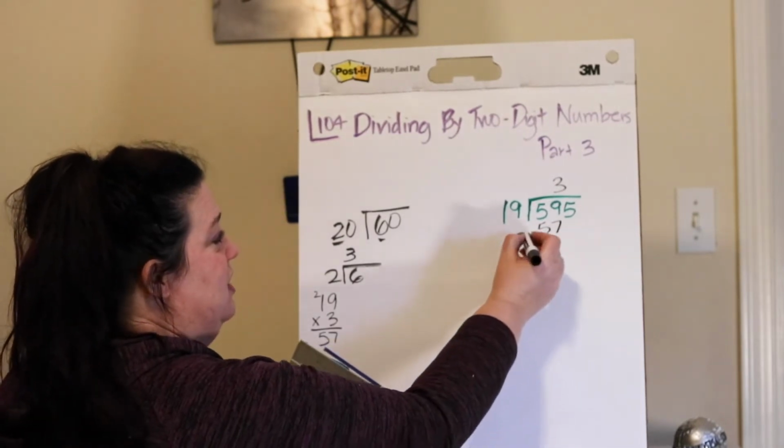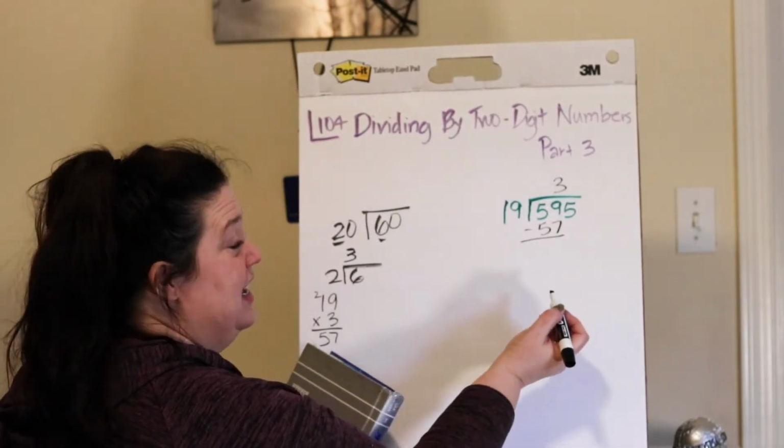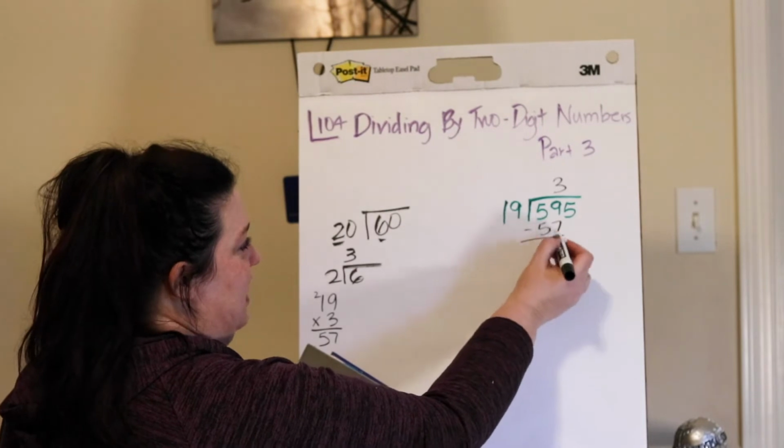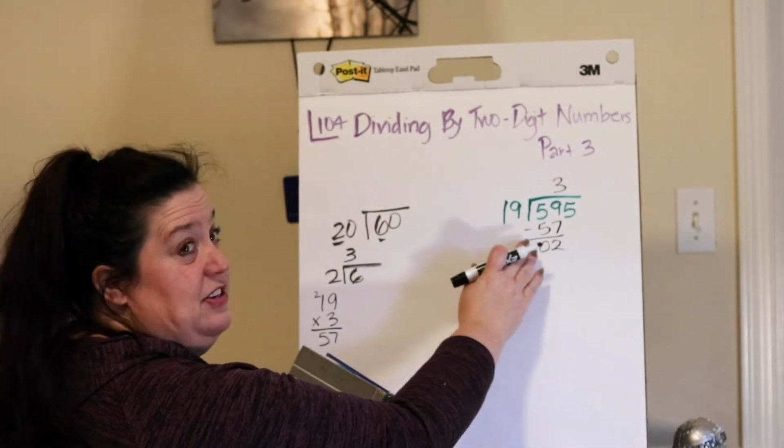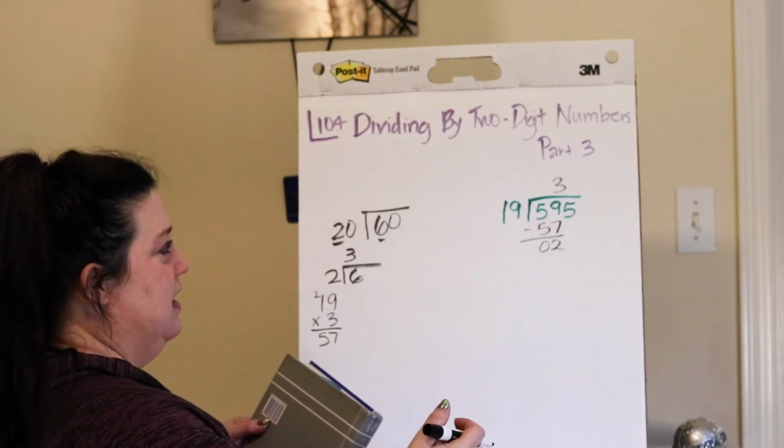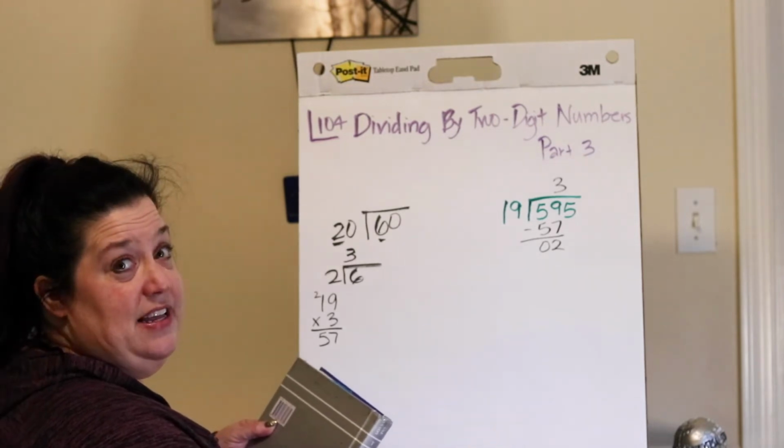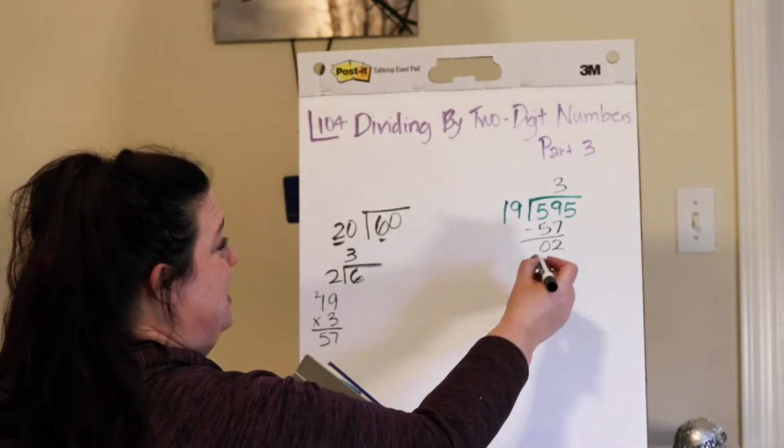So there's our multiplication. Our next step is to subtract. 9 take away 7 is 2. 5 take away 5 is 0. Check. Is 2 less than 19? It sure is. We're now ready to see if there's anything to bring down. You're right. We need to bring down the 5.